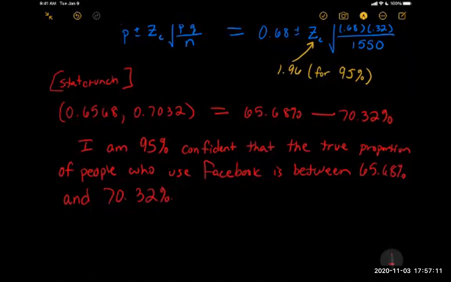95% confident is I'm pretty sure. If I'm willing to go from I'm pretty sure to I'm kind of sure, then I can give you a more specific answer. But the trade-off is I'm going to be less sure about how good my answer is.